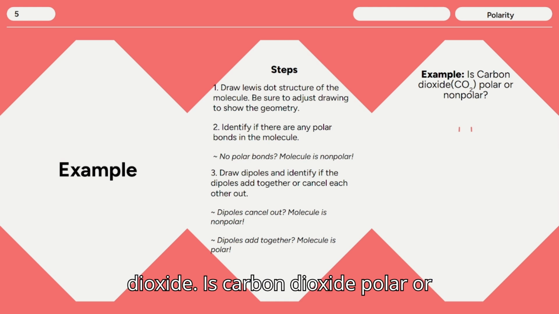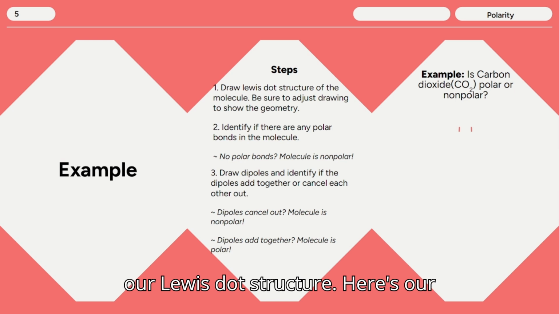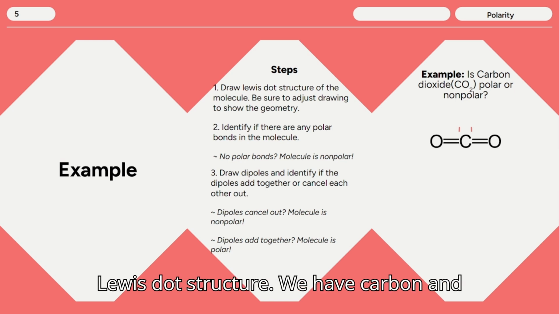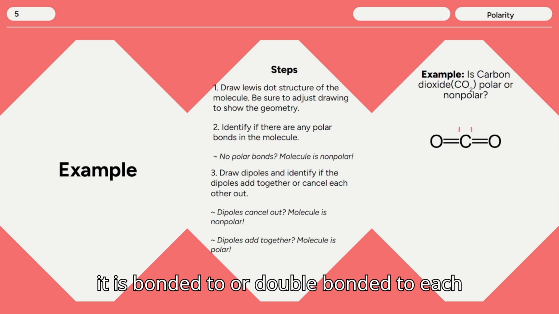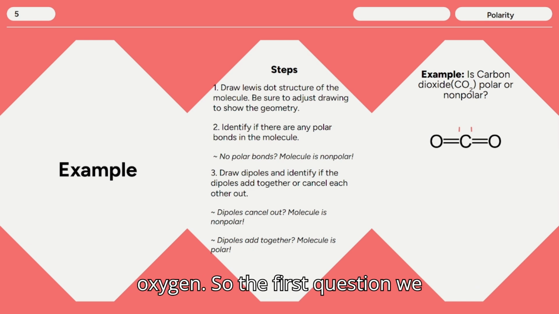Let's look at another one. What about carbon dioxide? Is carbon dioxide polar or nonpolar? Well, let's go ahead and draw our Lewis dot structure. Here's our Lewis dot structure. We have carbon, and it is double bonded to each oxygen.